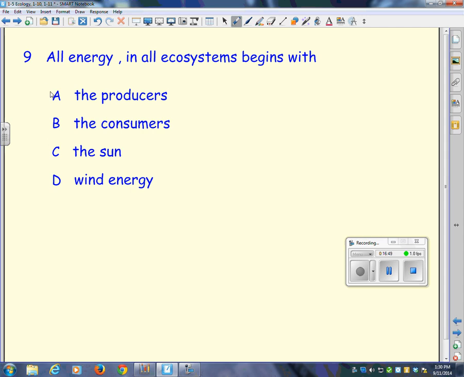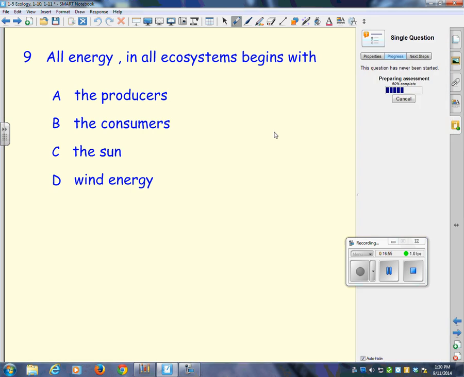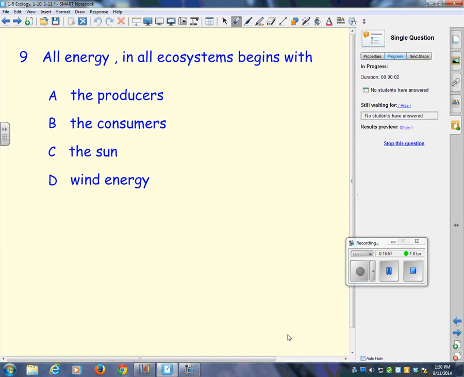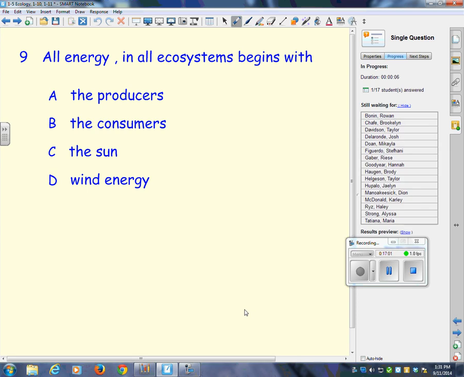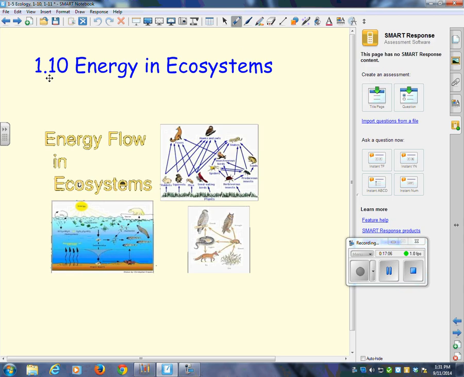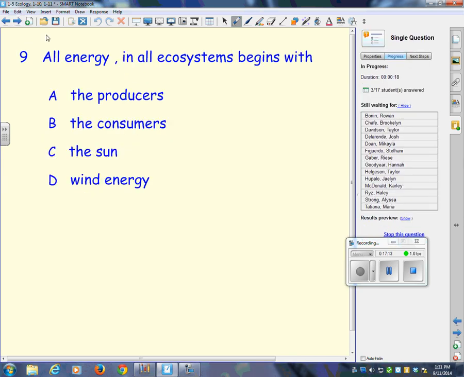All energy in all ecosystems begins with... oh, you have to flip ahead, don't you? Section 110, what page is that? Anybody found it yet? 32. Awesome, okay. What do you already know about the energy in ecosystems? Where does it start? There's got to be a beginning spot for the energy.